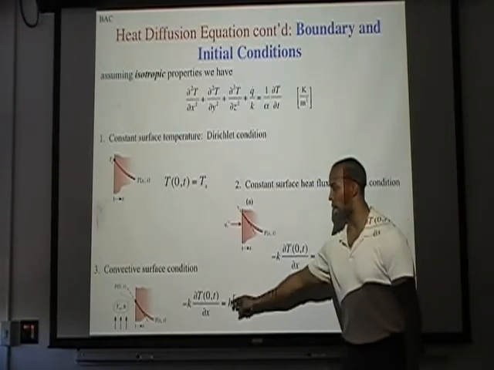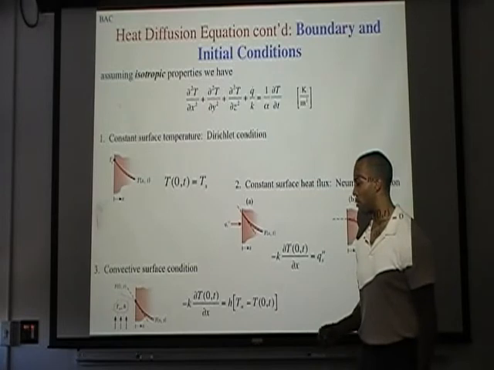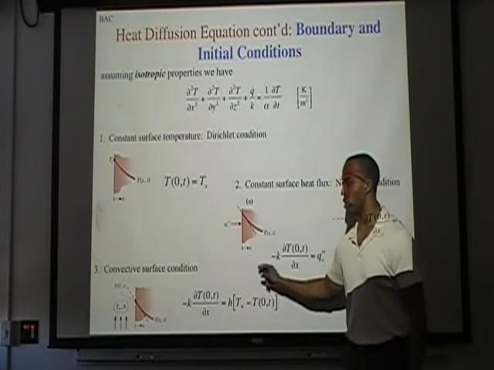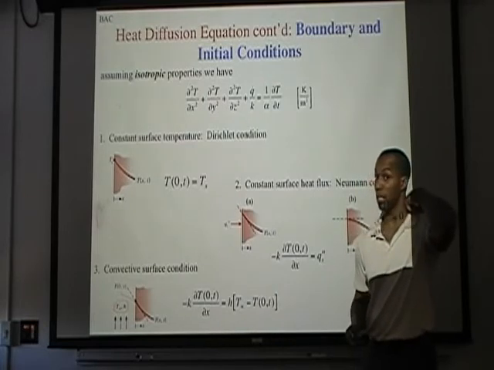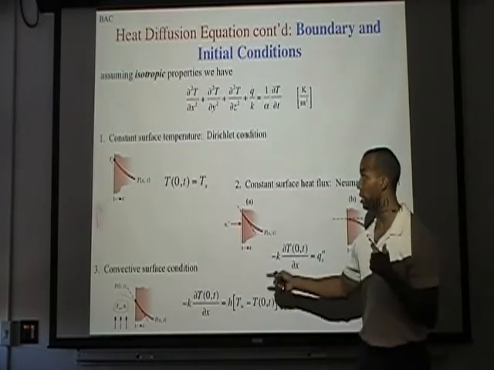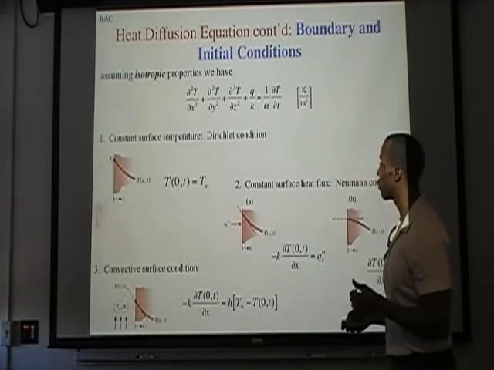So this is the third type of boundary condition we can have. Here we're balancing Fourier's law and Newton's law of cooling, and it also could balance Fourier's law and the Stefan-Boltzmann law, and in this case everything is kind of mixed together.